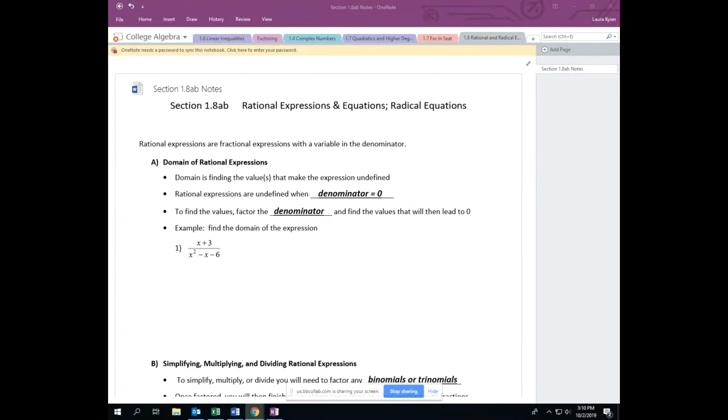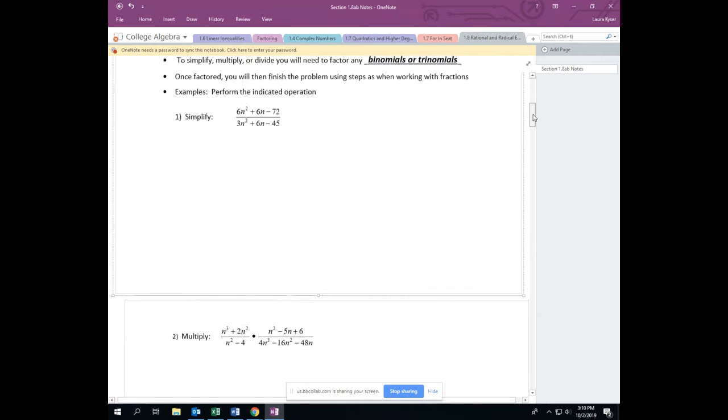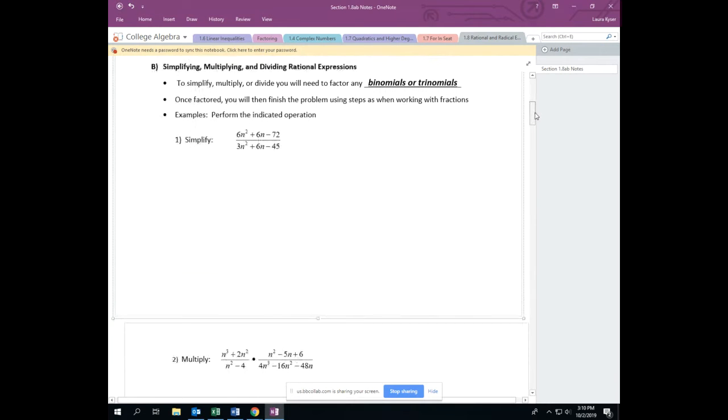And I actually am going to skip over this part about domain because I feel like it's more applicable when we start talking about equation stuff. And so I'd rather relate it to that than begin with it and have to refer back to it. So I'm going to scroll down here a little bit and see that again a little bit later. So I'm going to start with simplifying, multiplying, and dividing.